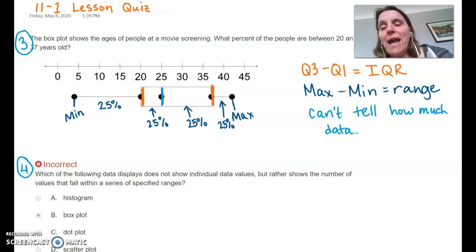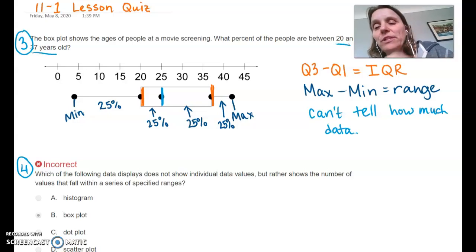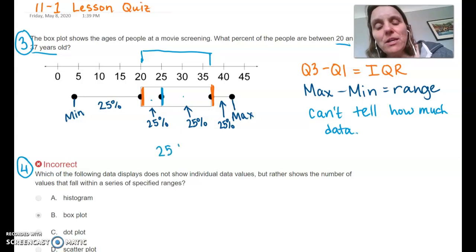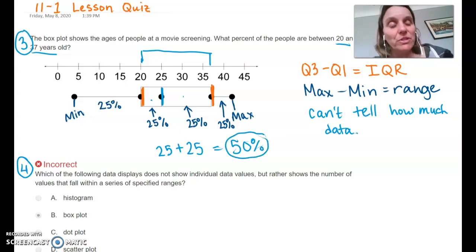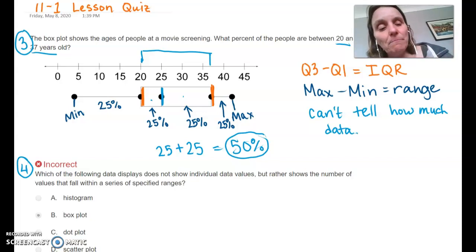Okay. The question they asked us for number 3 was, what percent of the people are between 20 and 37 years old? Well, here's 20, here's 37. So in this area, we have 25% and another 25%. So the answer to the question is 50% of our data falls between 20 and 37. And not only that, it's the middle 50% of our data. It's the interquartile range, between the first quartile and the third quartile.